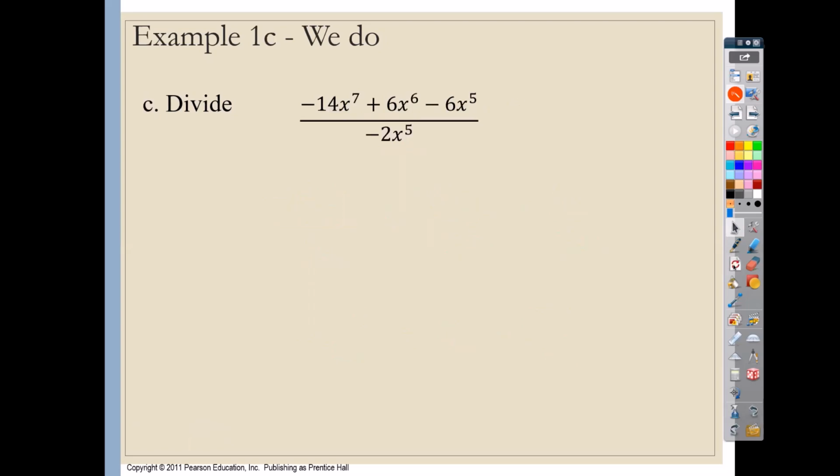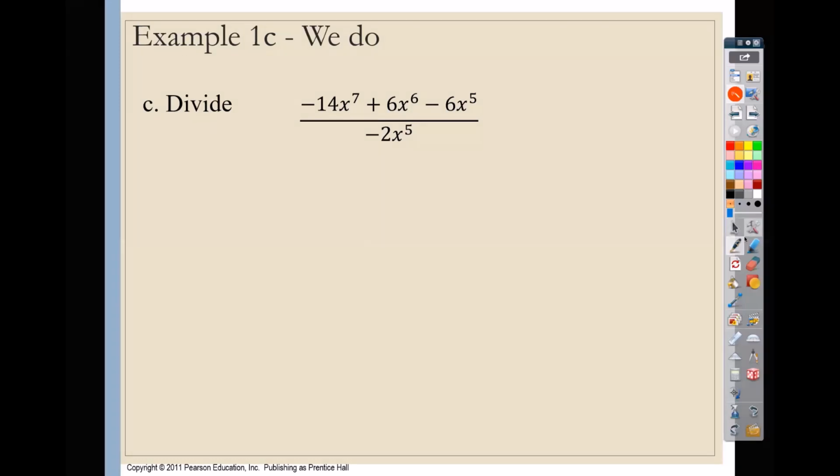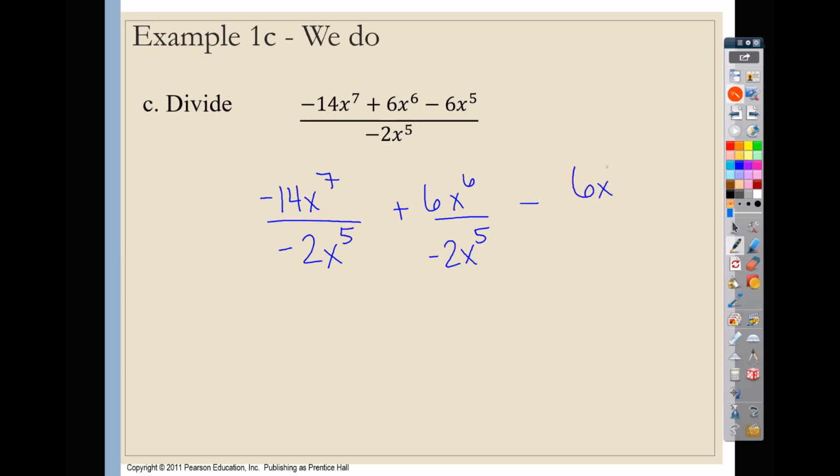Okay, next. All right, this is one for us to do together again. So negative 14x to the 7th divided by negative 2x to the 5th plus 6x squared divided by negative 2x to the 5th minus 6x to the 5th over negative 2x to the 5th. Okay, so a negative over a negative is a positive.